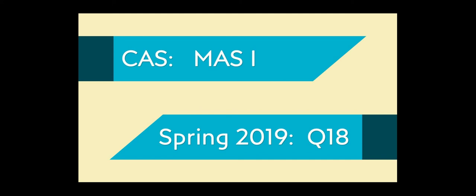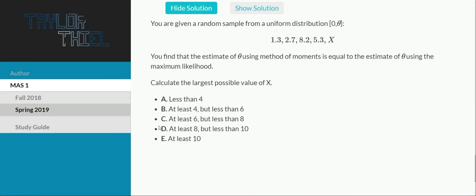And welcome to today's video where we're going to be talking through question 18, applications of method of moments as well as maximum likelihood estimators. Let's get started. You are given a random sample from a uniform distribution from 0 to theta: 1.3, 2.7, 8.2, 5.3, and x. You find that the estimate of theta using method of moments is equal to the estimate of theta using the maximum likelihood. Calculate the largest possible value of x.